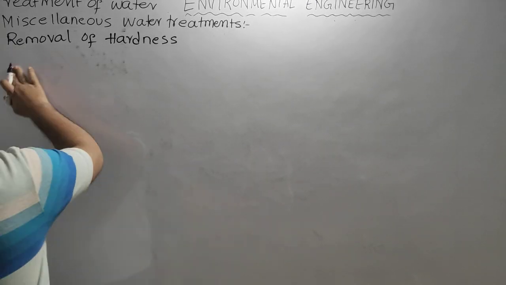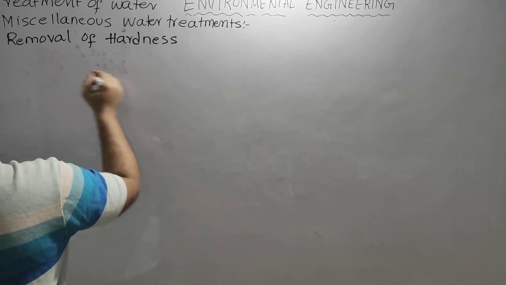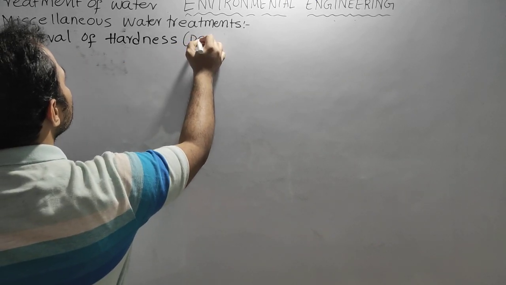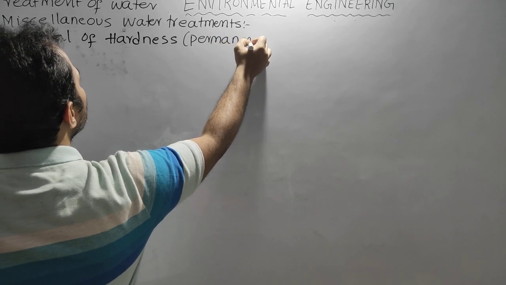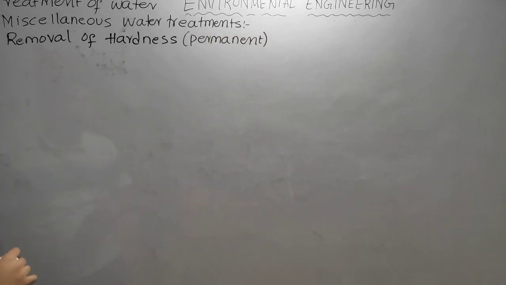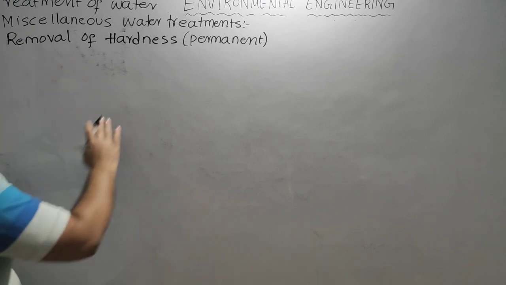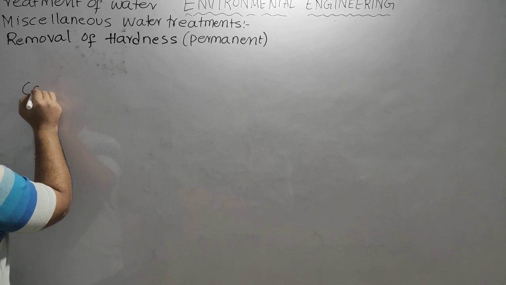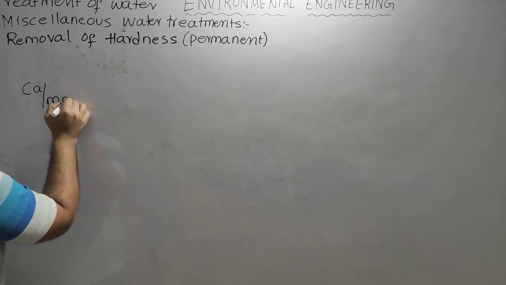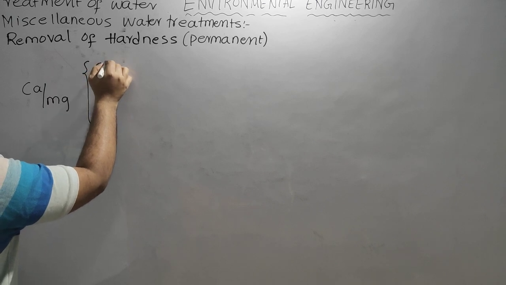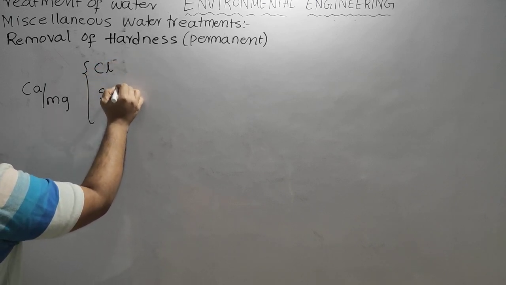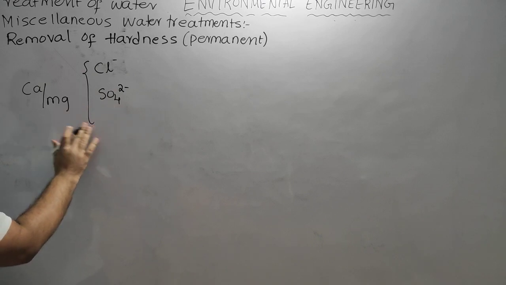Removal of permanent hardness. First, how is this permanent hardness caused? Permanent hardness is caused because of the ions of calcium and magnesium, and its ions such as Cl minus and SO4 2 minus. Importantly, these are the cations, and these are the anions.